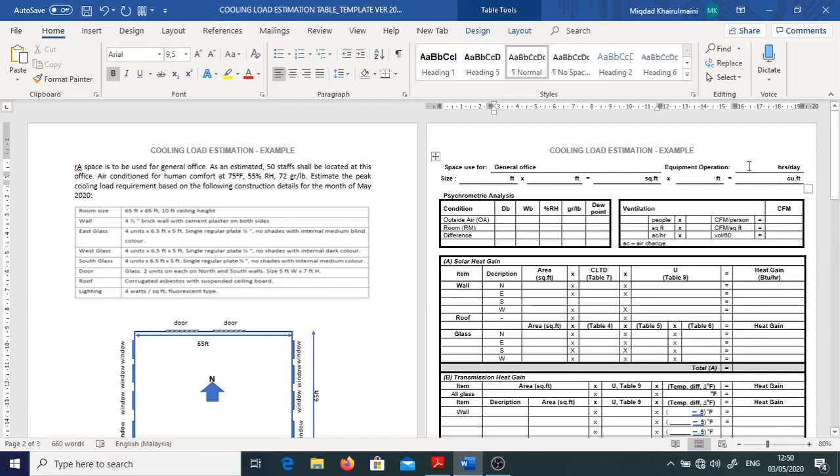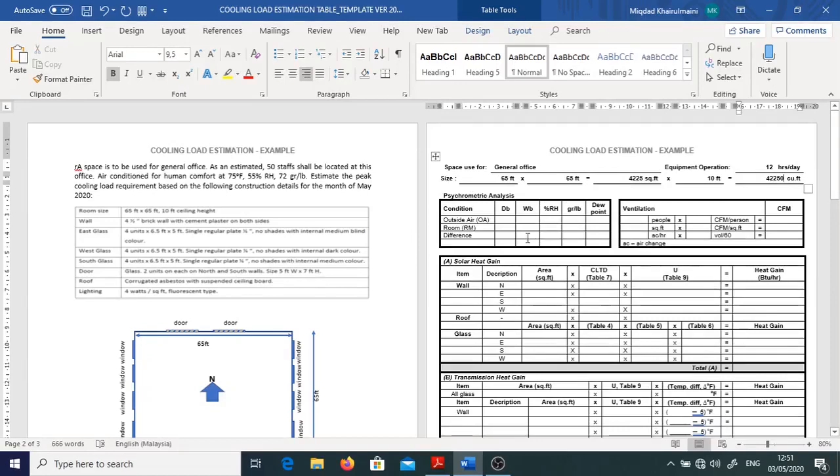And then for office, in terms of equipment operation, we can either choose 12 or 24, but logically, for office hours, it's mostly 12 hours per day. Okay. So for the size, the dimension of the room, 65 feet length times 65 feet width. Okay, so we can get the area here, 4,225. And we must multiply it with the height. The height of the room is 10 feet to get the volume. So volume here is 42,250.